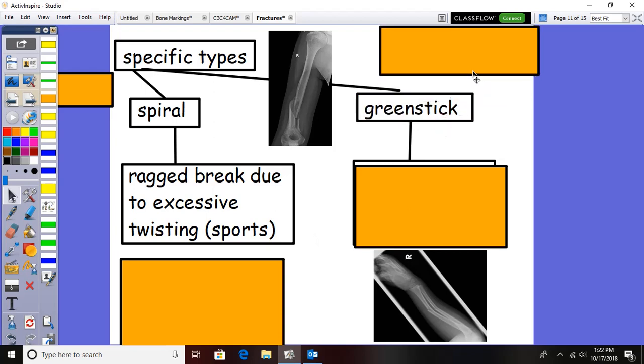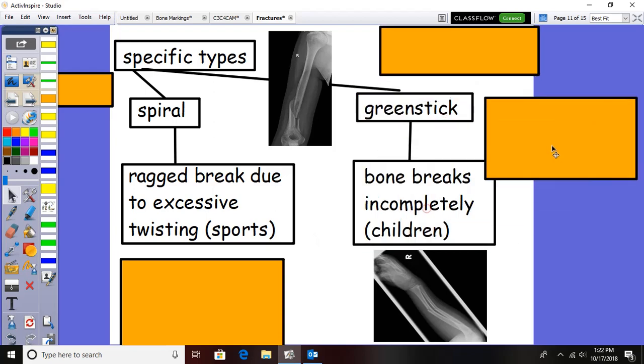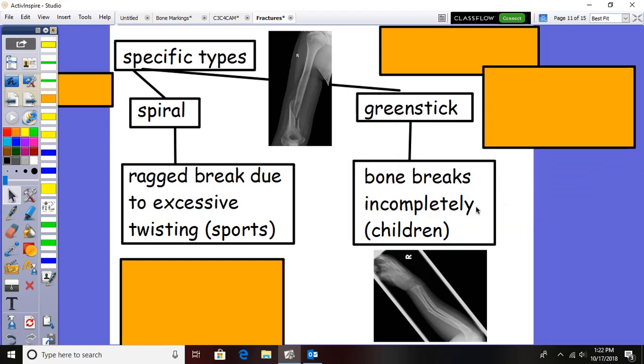Okay, then we have greenstick fractures. These are pretty common in children, and that's because their bones tend to break a little more incompletely. They tend to bend a little bit. So if you look at the x-ray down here, you can see that the bone is definitely a little bent, and it has broken, but it's broken incompletely. And that fracture gets its name if you've ever tried to break a twig that is kind of green in the middle. You'll notice it doesn't usually break completely, and so they thought that this type of fracture resembled that, and so they called this a greenstick fracture. So you want to associate that with fractures in children.